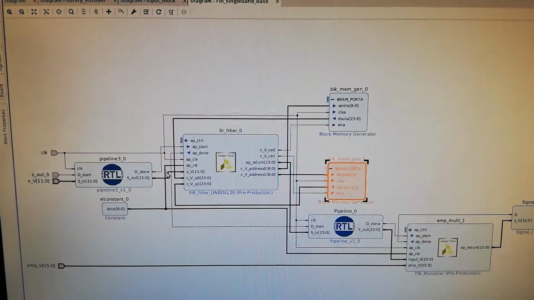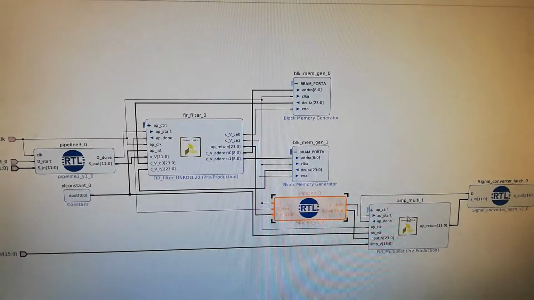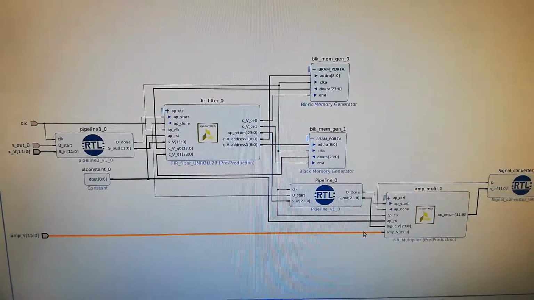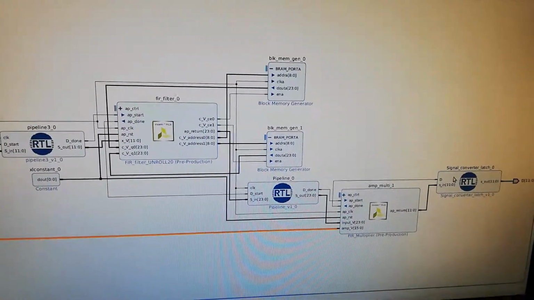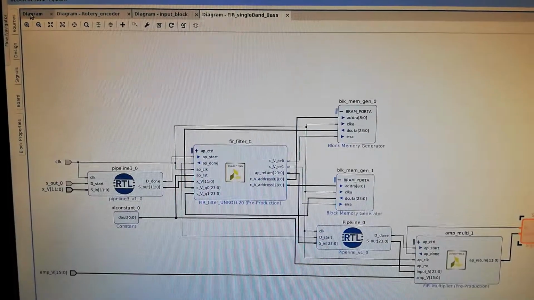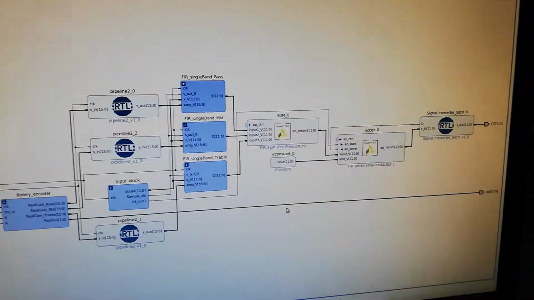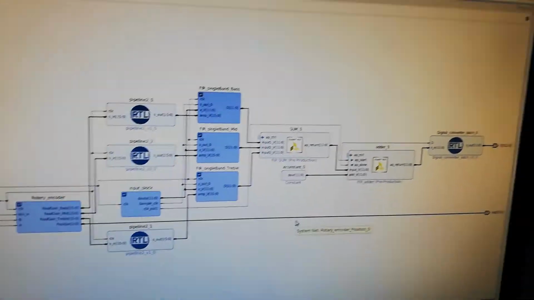So the signal goes in here, goes through another pipeline to reduce slack into a multiplier, where you can see the amplitude is coming in. This is just multiplying the signal. Again, another pipeline goes out. So that's the whole system. Let's see it in action.